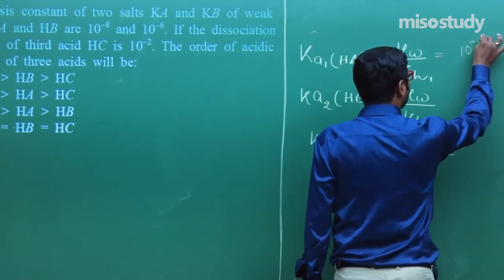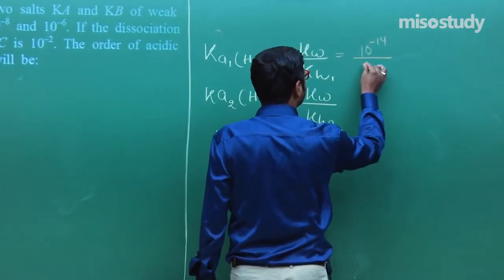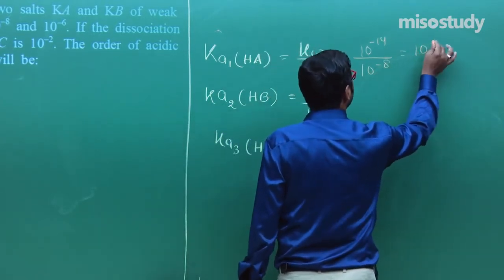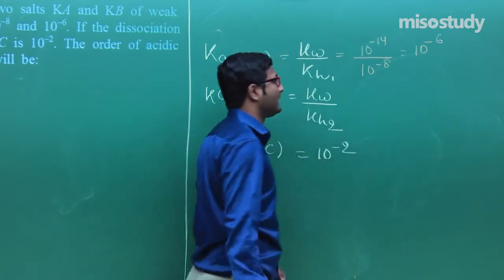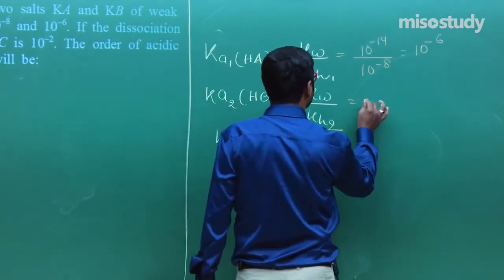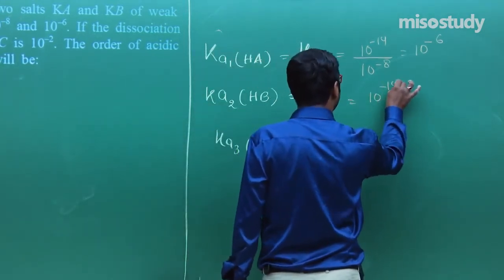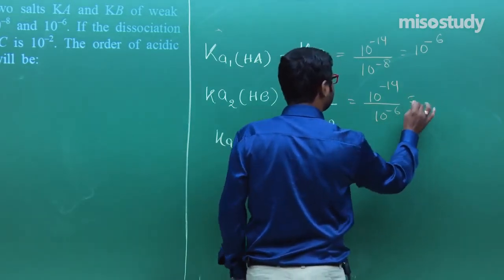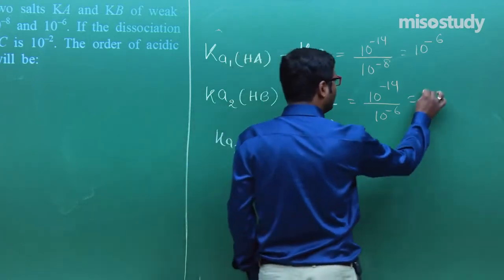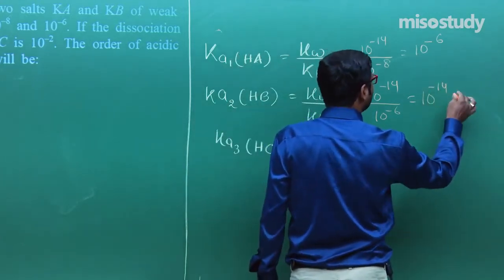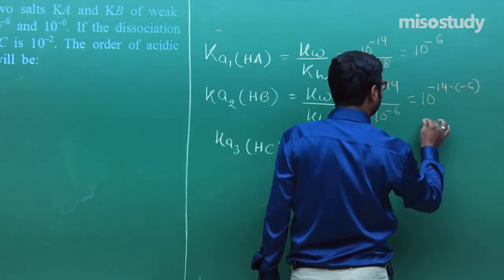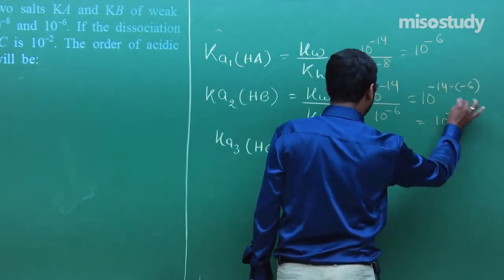10 to the power minus 14. Ka1 is 10 to the power minus 8, that is 10 to the power minus 6. And in this case, what is the value? 10 to the power minus 14 upon 10 to the power minus 6. Clear to you? 10 to the power minus 14, then minus 6, that is 10 to the power minus 8.